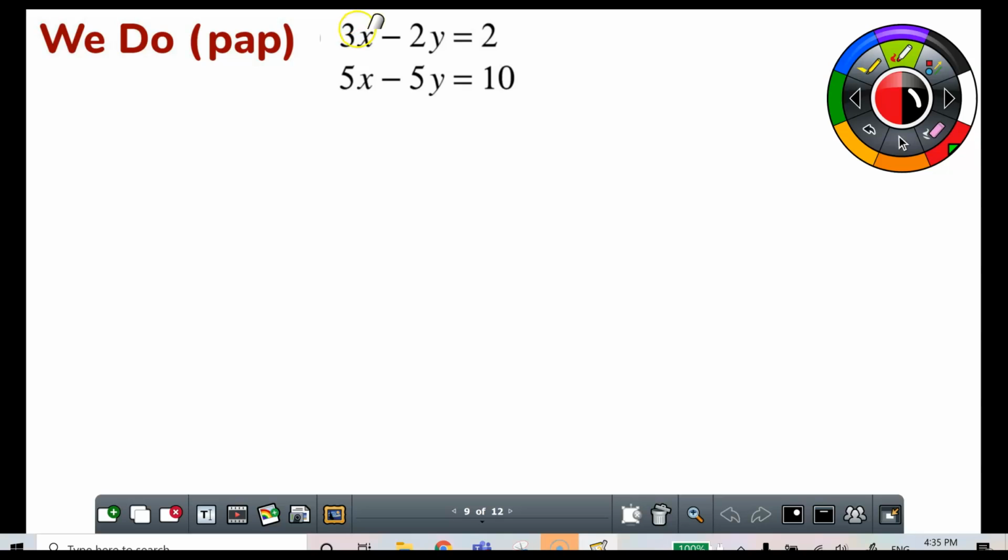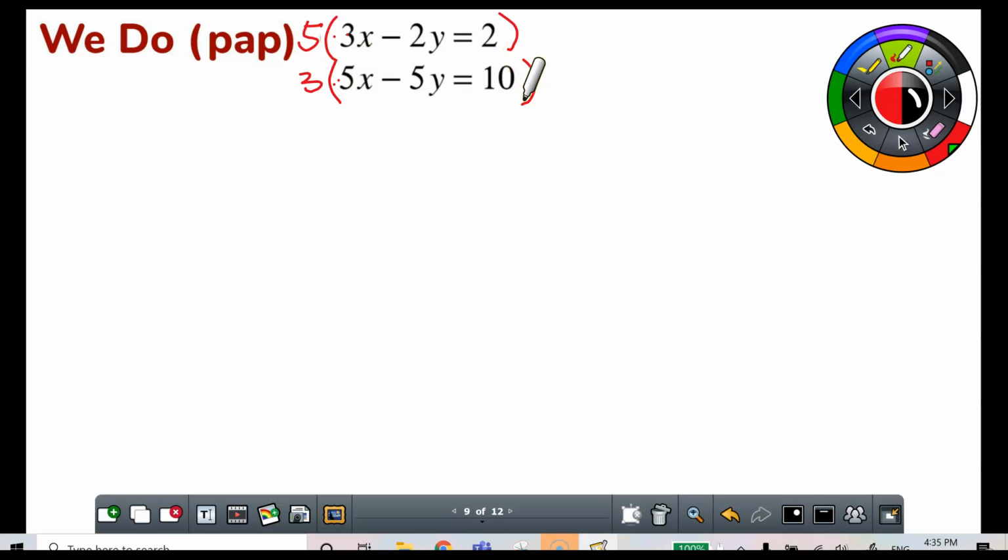Okay. So I want to use x. I want to eliminate x. So I need the same number in front of the x. So how are you going to do it? So I know 3 times 5 is 15. And 5 times 3 is 15. So I have the same number. So multiply the numbers in front of x between each equation. So 3 times 5 gives you 15. And 5 times 3 gives you 15.